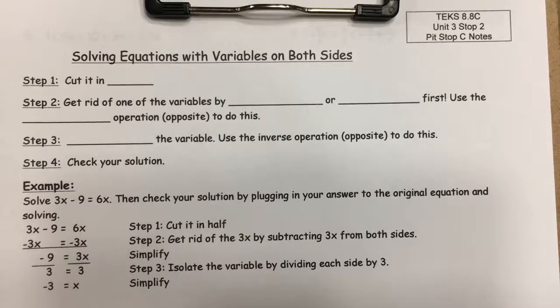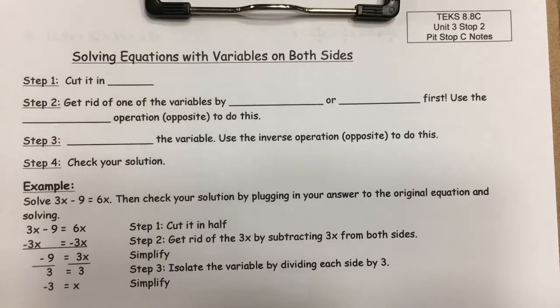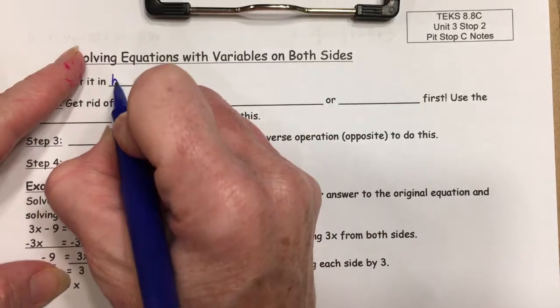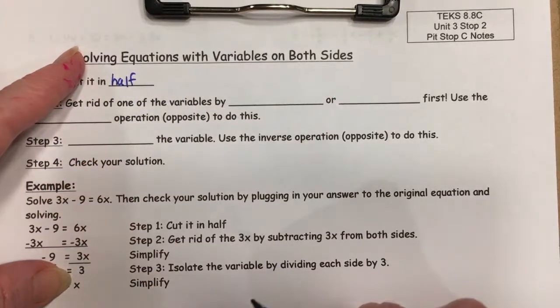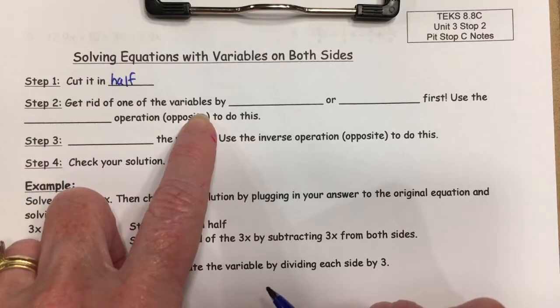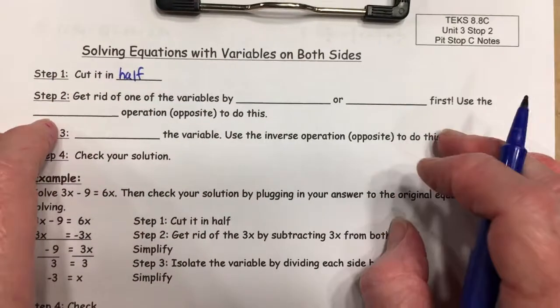So we're going to look at how to solve equations with variables on both sides. You'll notice that these steps should be kind of repetitive by now. You're always going to start by cutting your equation in half. You're going to get rid of one of the variables. So this time I have x's on both sides of my equation.